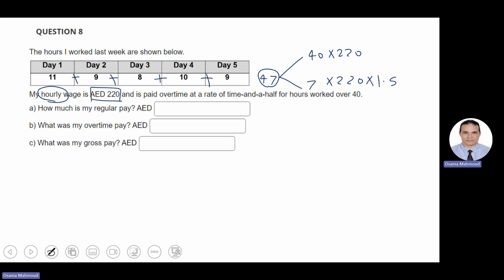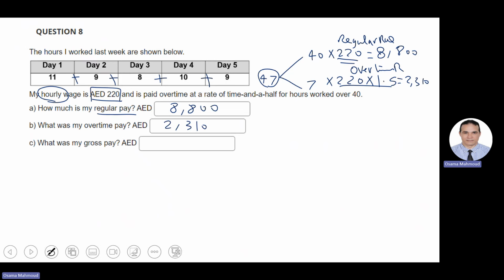So this will be the regular payment, sorry, 8,800. The overtime will be 2,310, okay? So how much is the regular payment? Regular payment with the regular rate. This is the regular rate. This is the overtime rate.